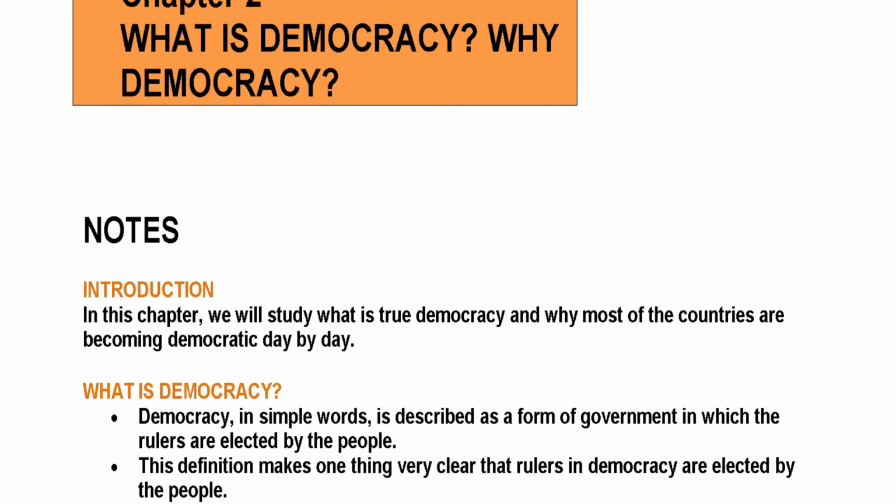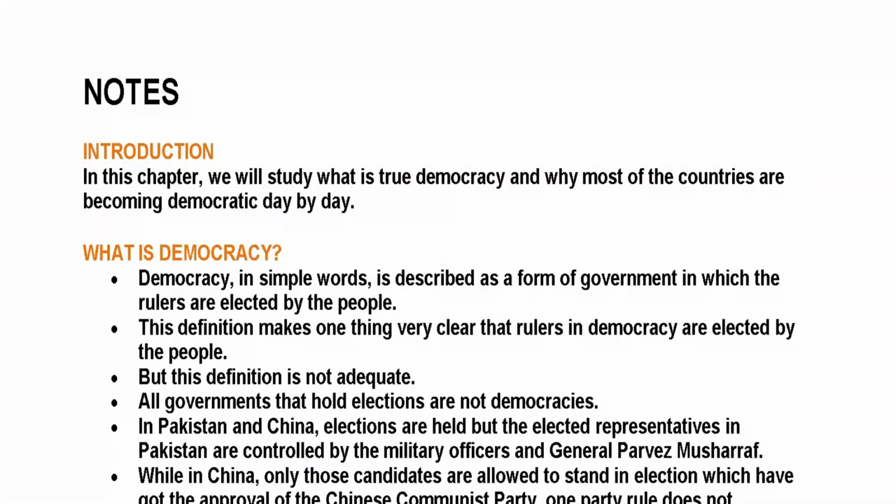Next point, what is democracy? Of course, the chapter name is What is Democracy, Why Democracy. So it is very important to know the meaning of democracy. In simple words, it's described as a form of government in which the rulers are elected by the people. And in the words of Abraham Lincoln, the 16th president of USA, he also mentioned that democracy is the government of the people, by the people and for the people.